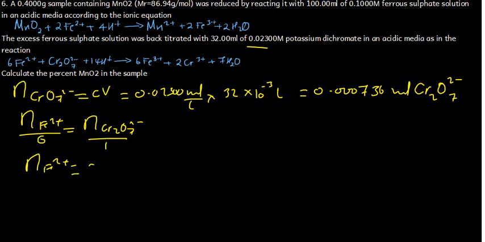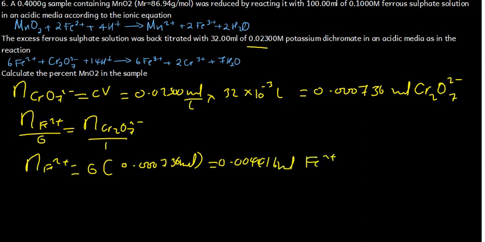So that would be 6 times the number of moles of dichromate, which I've already found as 0.0000736 moles. And so that is going to give us 0.004416 moles of iron 2 plus. Okay, so these are the moles which reacted in the second reaction.